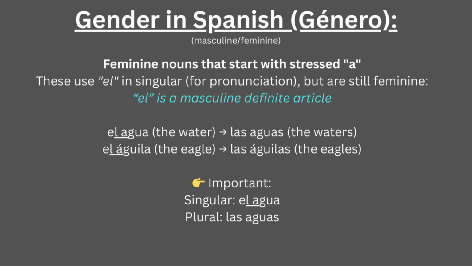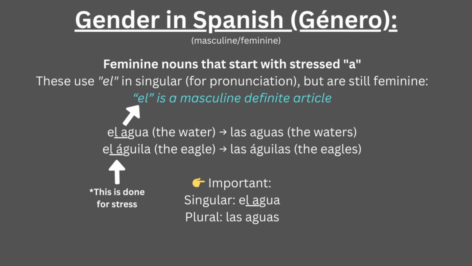At the same time, Spanish has feminine nouns that start with a stressed a. Such words use el as a masculine article in singular nouns, but they are feminine, like el agua, el águila. Spanish uses the masculine article for stress, el agua, but still, when the words are plural, they will use the feminine plural article, las aguas.